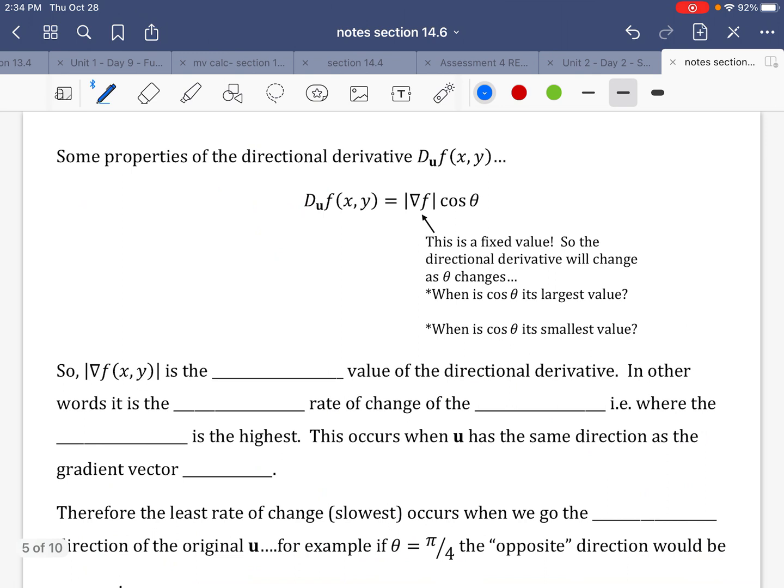So this is a formula that we came up with. This is a fixed value, always going to be the same: the magnitude of del f at whatever point you're at. That's not going to change. What's going to change about your directional derivative here is the cosine. So the cosine will change depending on what angle is between your u and your del f. I just want to point out: when is cosine the largest?